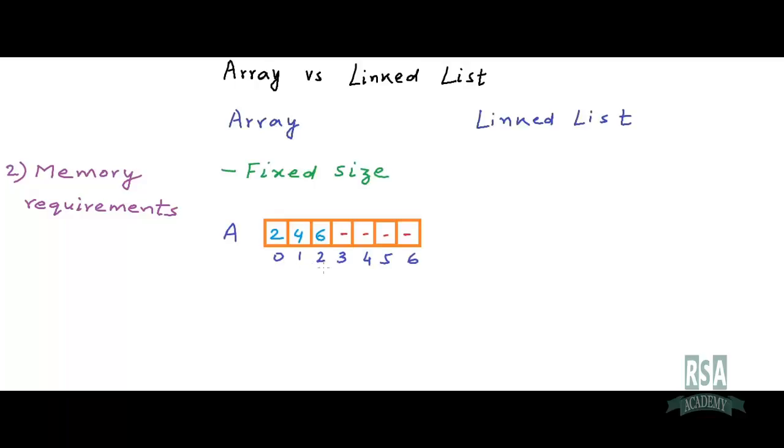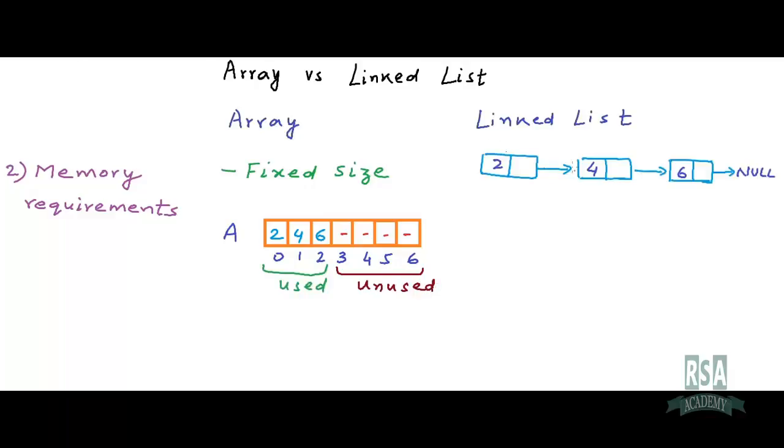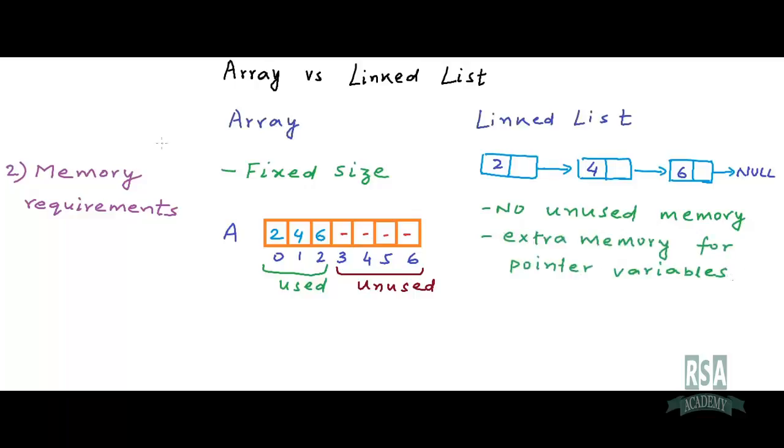For example, we have an array of 7 integers here, and we have only 3 integers in the list. Rest 4 positions are unused. There would be some garbage value there. With linked list, let's say we have this linked list of integers. There is no unused memory. We ask memory for one node at a time, so we do not keep any reserved space, but we use extra memory for pointer variables. And this extra memory requirement for pointer variables in a linked list cannot be ignored.